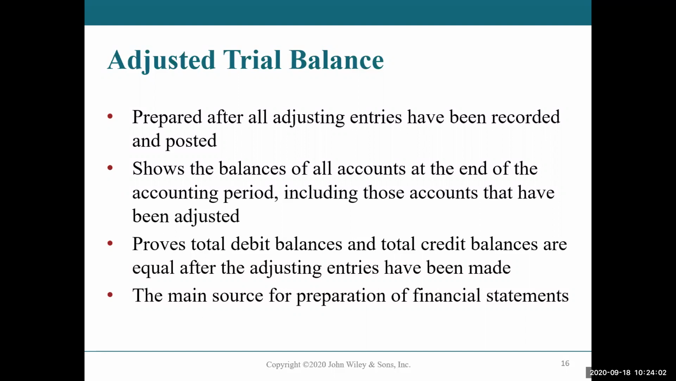So once your adjusting journal entries are done, we go back to our T accounts. We update the balances in those T accounts, recalculate the ending balance in those T accounts after adjustments, and then we bring forward that information onto your adjusted trial balance. The adjusted trial balance is the main source of information when it comes to the preparation of financial statements.